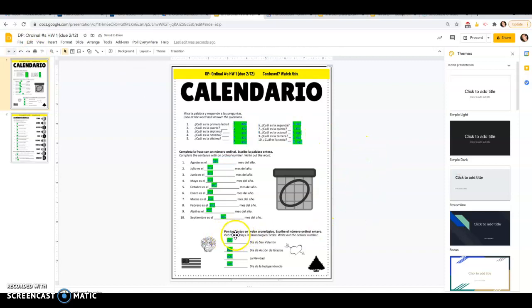And then the next part says, put the holidays in chronological order. Write out the ordinal number. So don't just put first or second or something like that. You need to actually write the word. That's the whole point of this. So for this one, you have to look through, figure out what they are. You can look at the keywords. You'll be able to figure it out pretty easily. And then you also have pictures. And then put that in order.